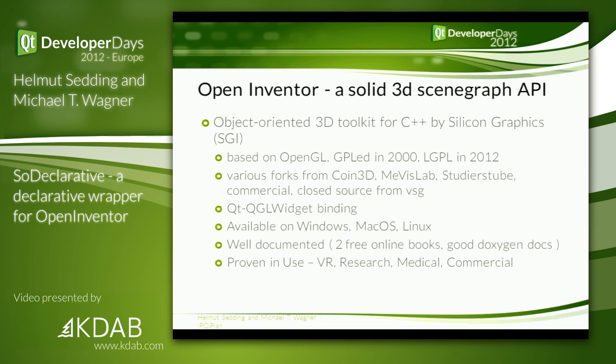They open sourced it as GPL in 2000, and sold the copyright to some other guys, who offer a closed source commercial version of it. And what we are using is Coin 3D, which has this year been published as LGPL, so it's freely available and you can just use it. A good thing is it has OpenGL QGLWidget support, and it's available cross-platform on Windows, Mac OS, and Linux.